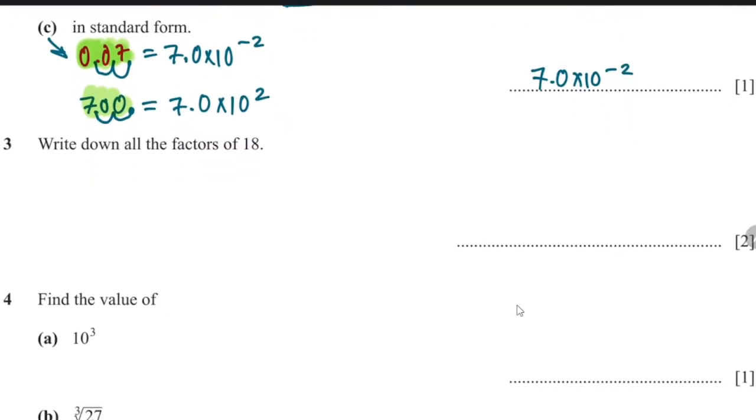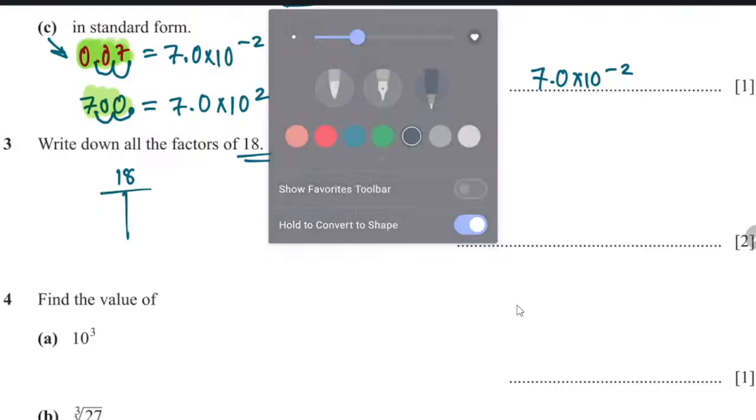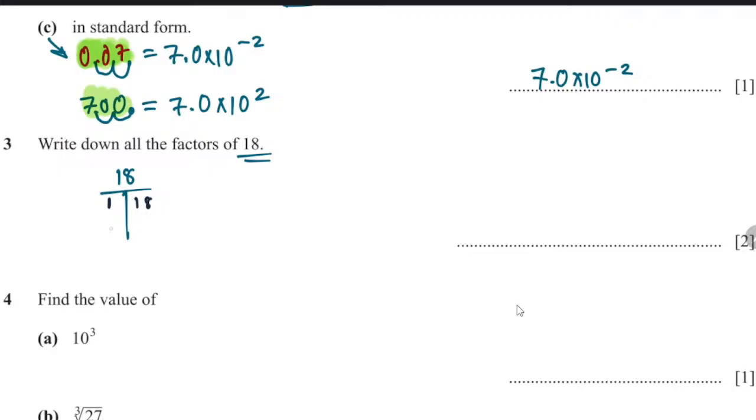Write down all the factors of 18. Here's how you write them. You put 18 on a T. Then you say the factors would be 1 and 18. Then 2, you try, okay? What is 18 divided by 2? You get 9. So it's 2 and 9, okay?